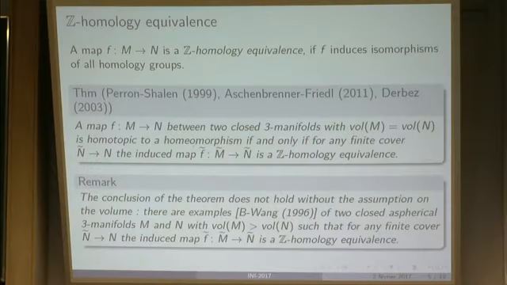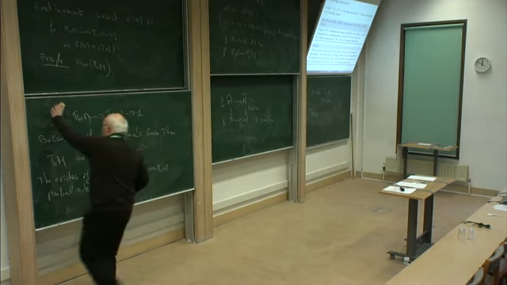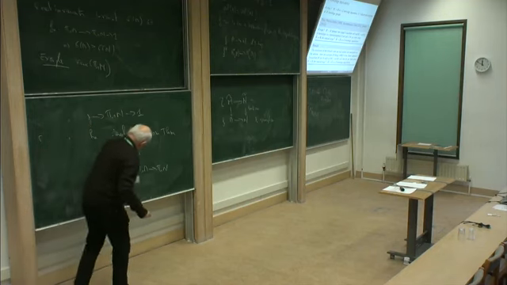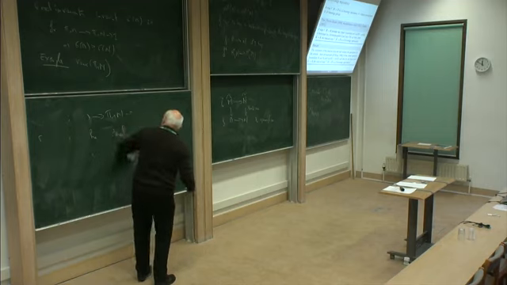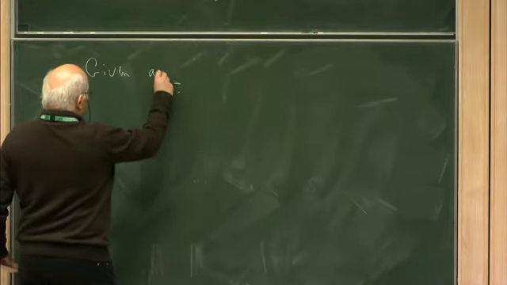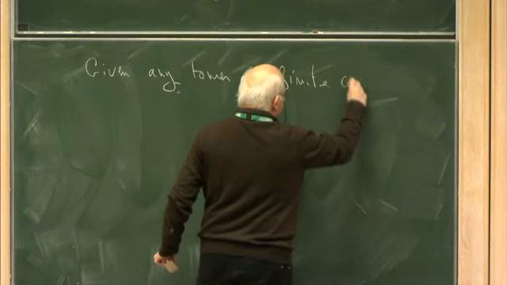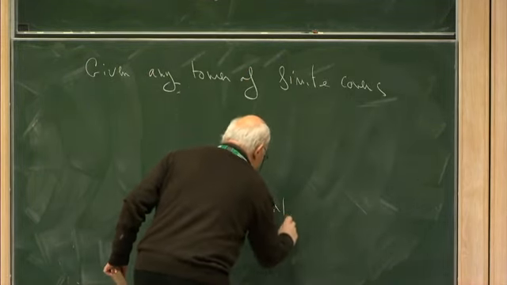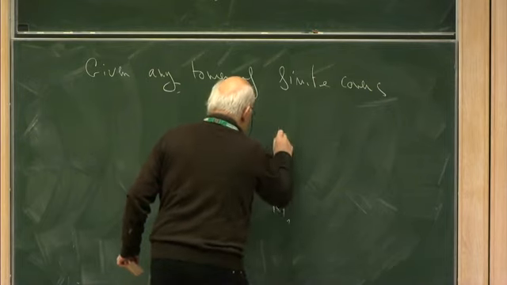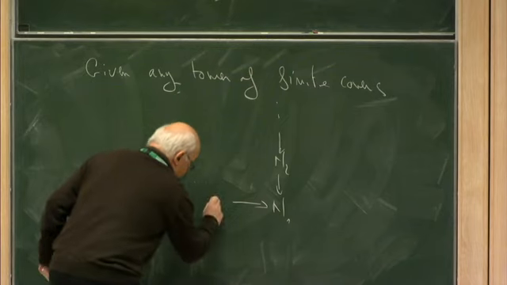So there is a way, given any tower of finite covers, say N1, N2, then you can always find a cover with a hyperbolic manifold.